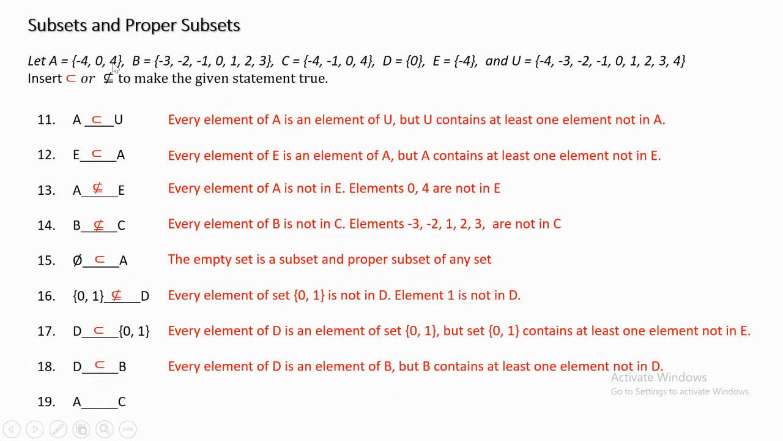This is A, with elements negative 4, 0, 4. And set C contains negative 4, negative 1, 0, 4. So every element in A is also in C, but C contains one extra element that's not in A. So this will be a proper subset. Hopefully this gives you enough information to know the difference between a subset, a proper subset, and not a subset.